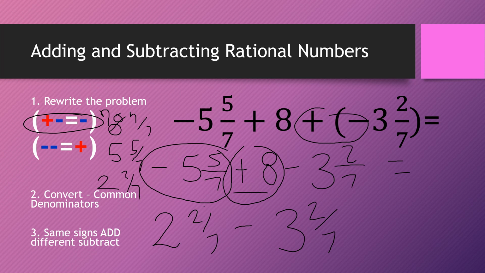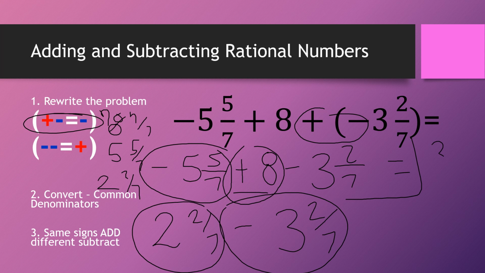So again, I have different signs. So I'm going to need to subtract. If I have, and I'll just do it to this little corner over here and make some space, if I have 3 and 2/7 minus 2 and 2/7, I know 2/7 minus 2/7 gives me 0. I'm just not going to write anything. 3 minus 2 is going to give me 1. And I know my answer is going to take the sign of the number with the greatest absolute value, which will be -3 and 2/7. So it'll take that negative sign. So my answer will be -1.